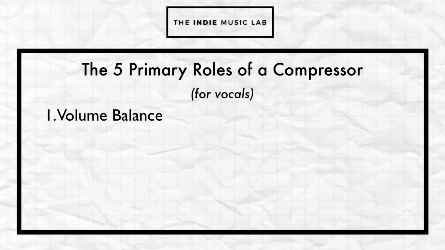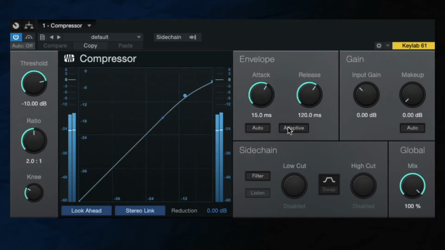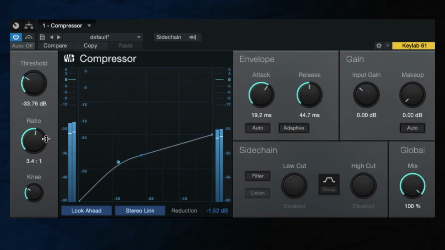The second primary role that a compressor plays is to add some glue and cohesion to the vocal. So for this style of compressor, you want a medium attack, medium release, and then a ratio between 3:1 to 4:1. Adjust the threshold until you get the gain reduction to be between 3 to 5 or 6 dB.